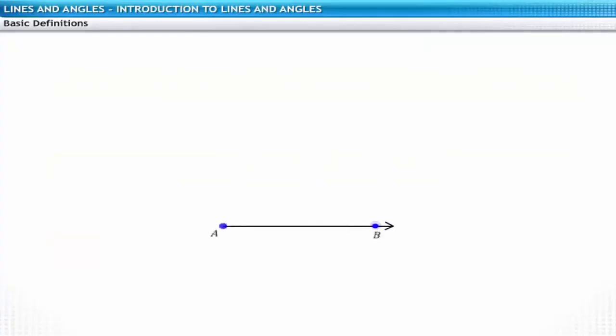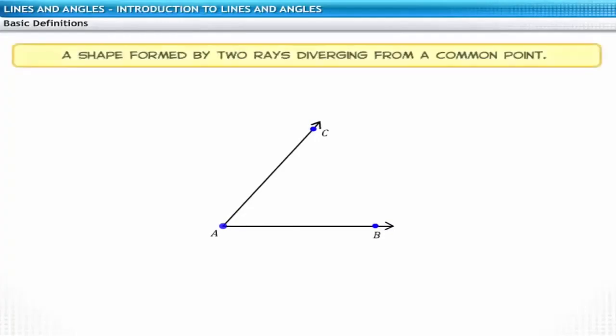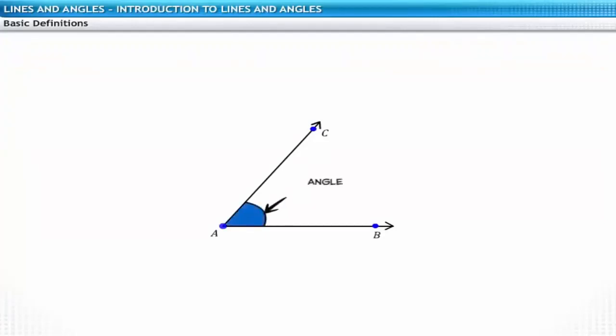Consider the two rays AB and AC originating from the same point A. This formation brings us to an important term in geometry, the angle. The rays that form the angle are called the arms of the angle. The point of origin or the intersection is called the vertex of the angle. The size of an angle is measured in degrees. We will now learn more about angles.